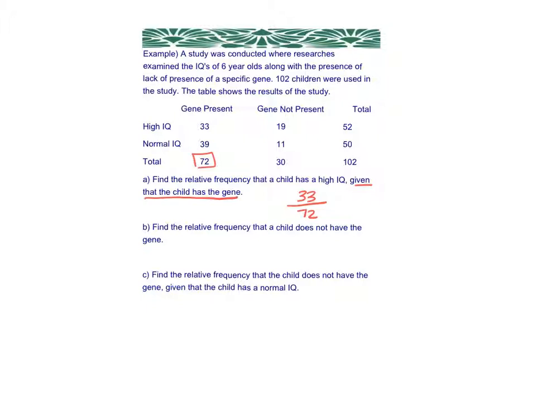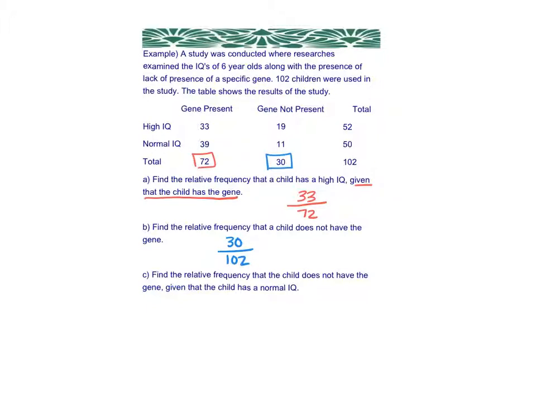B, it says find the relative frequency that a child just does not have the gene. So here it's not conditional at all. I'm looking at all 102 participants of the 6-year-olds. And how many of them do not have the gene? I'm looking at the totals here, 30 out of the 102.